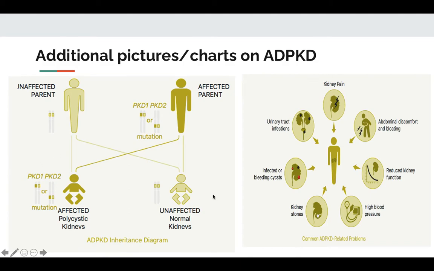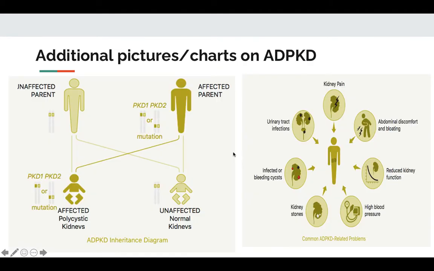So just another picture of the inheritance. As I mentioned earlier, it's an autosomal dominant disease. So you could have just one affected parent with one of the two faulty genes, and there's a 50% chance that the offspring will inherit it. And then, like I said, it does not skip generations, so it could be easily inherited as the generations go on.